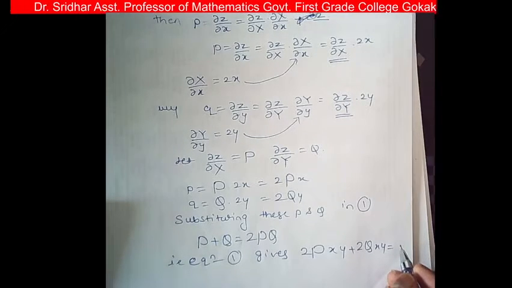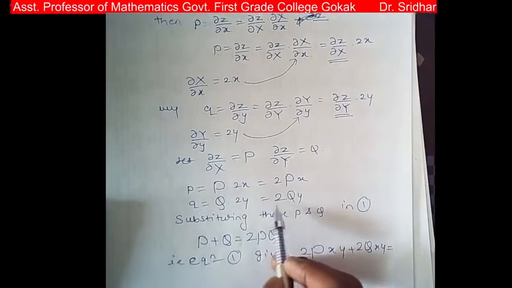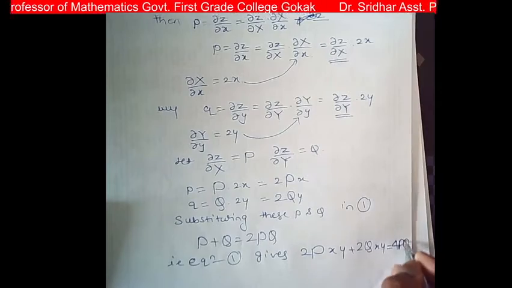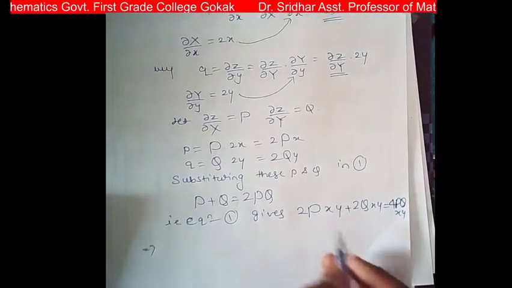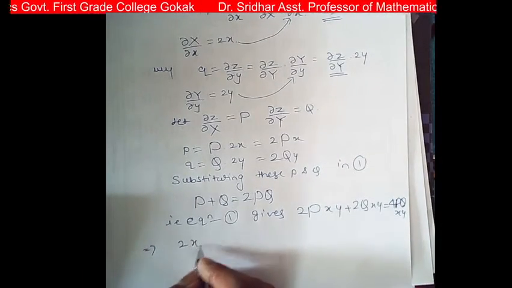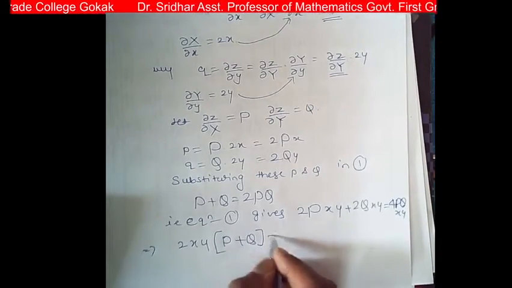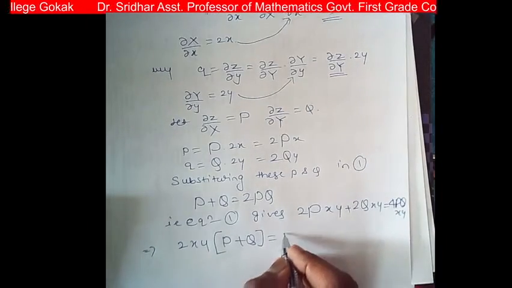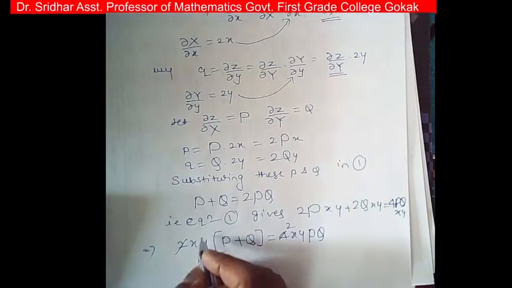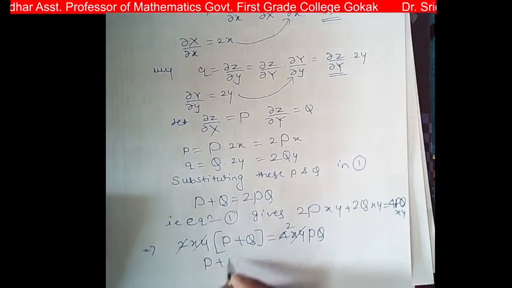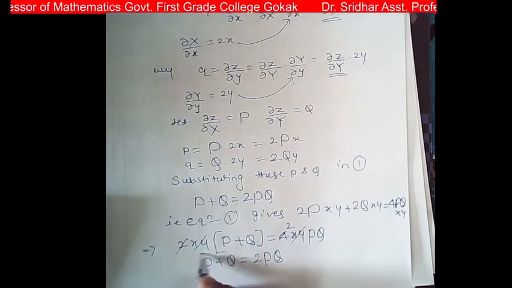equal to PQ. Small p is 2px, small q is 2qy, so it is 4pqxy. Which implies, taking 2xy common from this term, which gives p plus q is equal to 4xy pq. So 2 ones are 2, 2 twos are 4, and this xy gets cancelled. So we get p plus q is equal to 2pq.